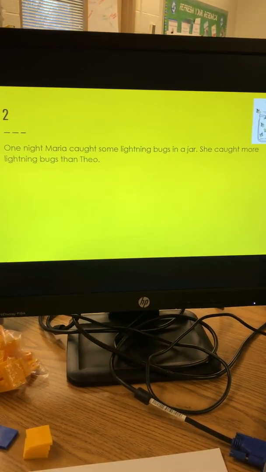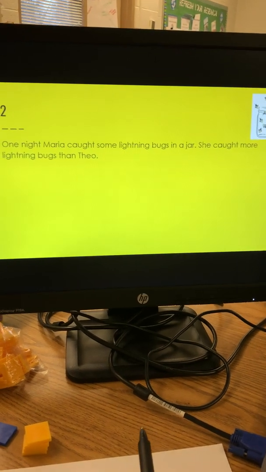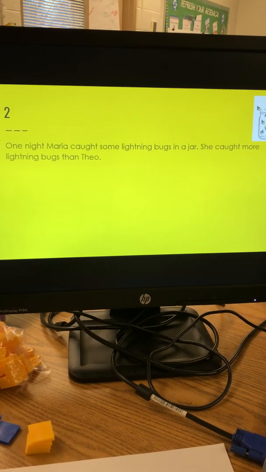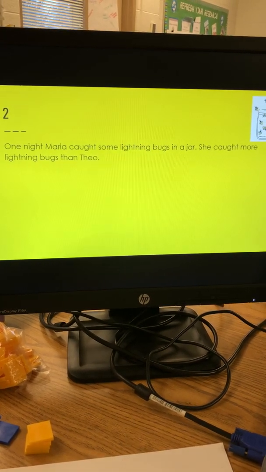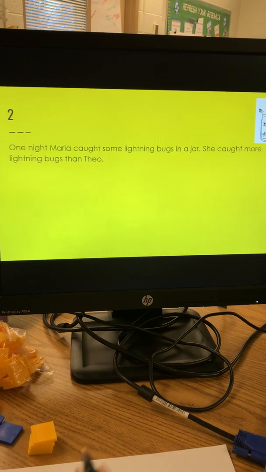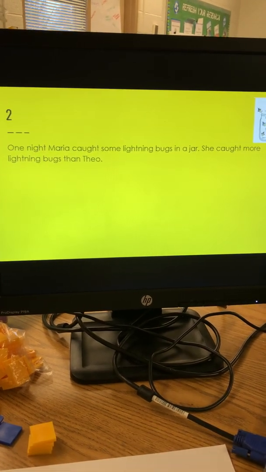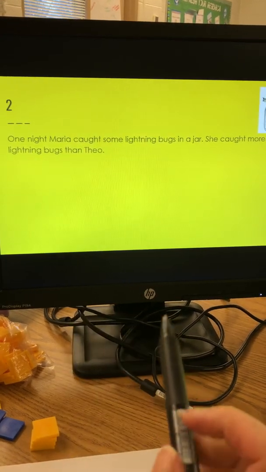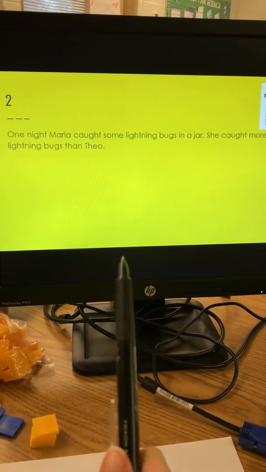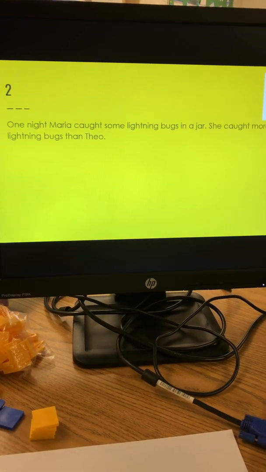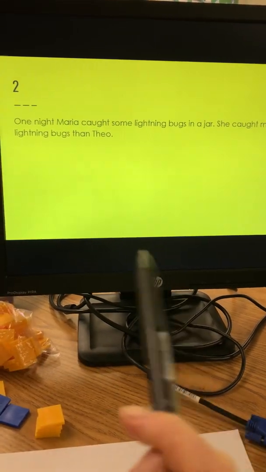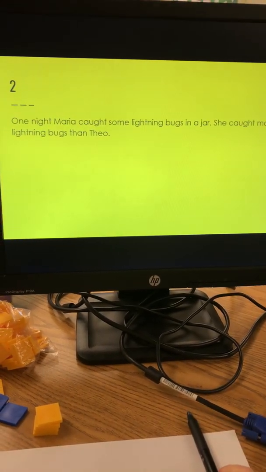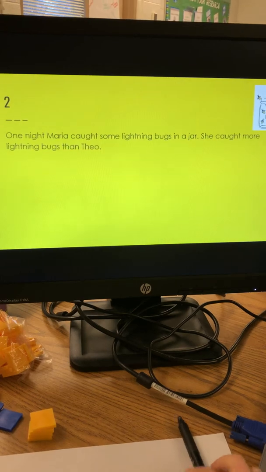One night, Maria caught some lightning bugs in a jar. She caught more lightning bugs than Theo. So once again, you're going to start by just asking students, what are you picturing in your mind when you read these sentences? Give them time to collaborate, discuss. Next question, how many lightning bugs are you picturing in Maria's jar? And how many are you picturing in Theo's? And you could divide the class in half. All right, this side of the class, how many do you think would be in Maria's? This side of the class, think about Theo's, and then have them share out. Who caught more lightning bugs, and how do you know? How can you prove that?